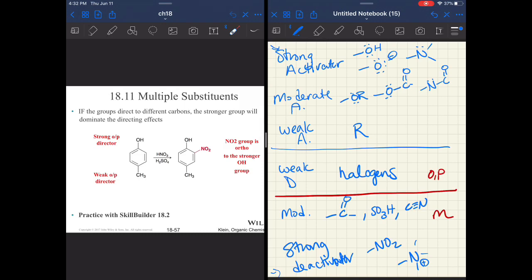But sometimes they disagree. The OH is an ortho-para, and the toluene is an ortho-para. So which way does it go? Whichever is higher on the list that we have off to the right here, that is the one that wins. That's the one that takes priority. So I don't like to say the stronger because a weak deactivator would take priority over a strong deactivator. It's whatever is higher on this list. So since OH is a strong activator, CH3 is a weak activator, nitro is directed by the OH.